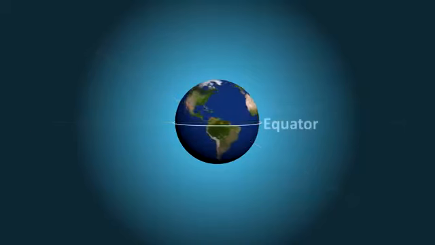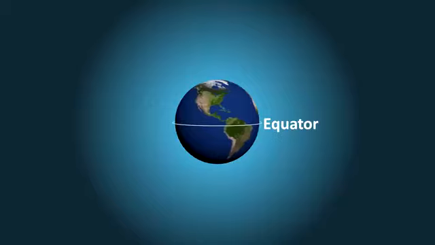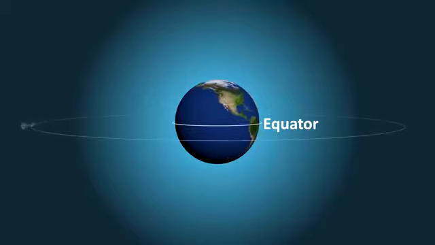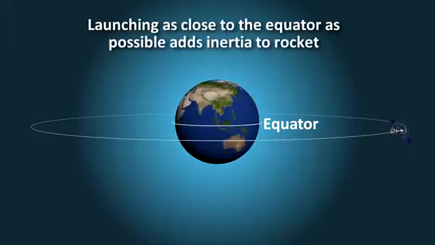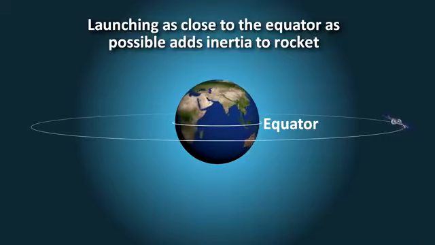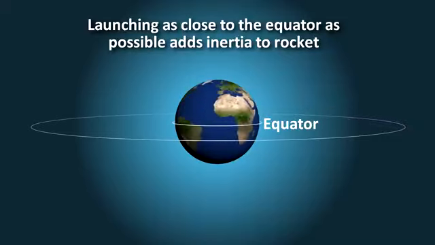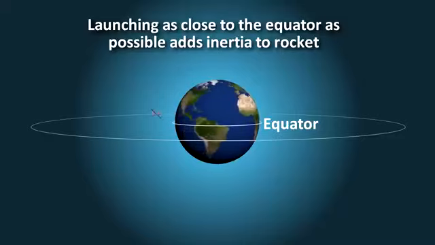It's beneficial, therefore, for countries to launch their rockets as close to the equator as possible so that less rocket fuel is needed to make this adjustment. In addition, launching from close to the equator gives the rocket added inertia because of the Earth's greater speed of spin near the equator, so that the launched rocket will already be moving at the speed of the Earth's spin at the equator before the launch.